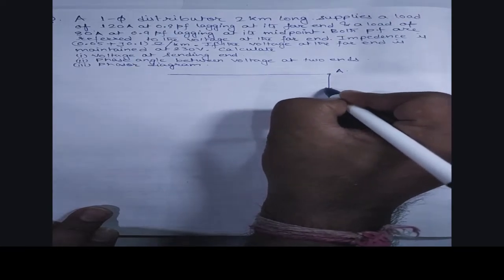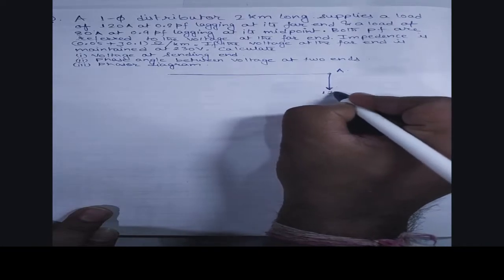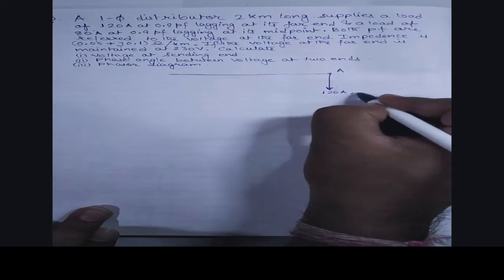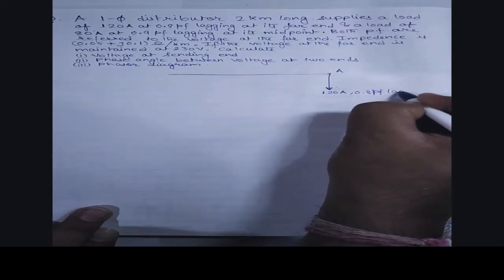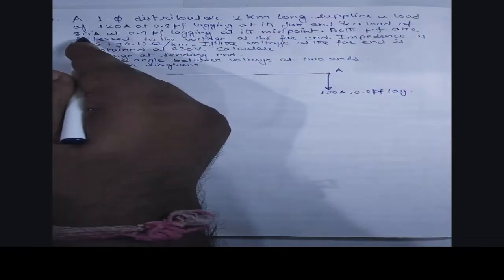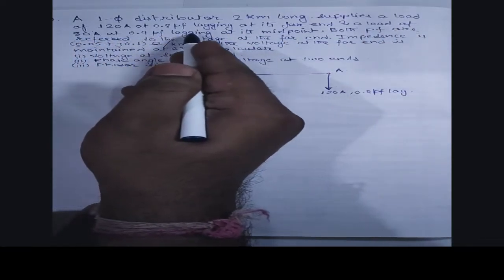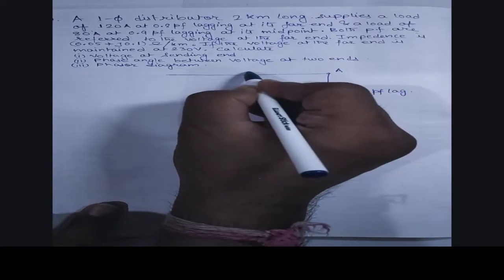It is supplying a load of 120 ampere, 0.8 pf lagging, and a load of 80 ampere 0.9 pf lagging at its midpoint. So this is the midpoint B.